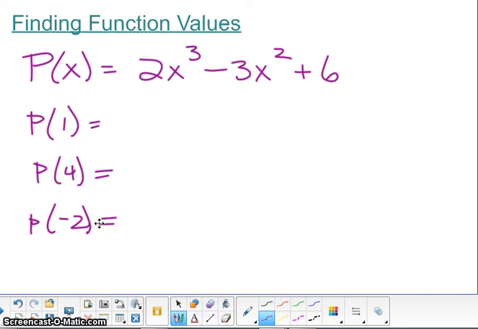So when you are trying to find a function value, everywhere you see an x, as you can see here, the x is getting replaced with 1. So everywhere you see x in the function or the polynomial, you're going to put a 1 in that spot.